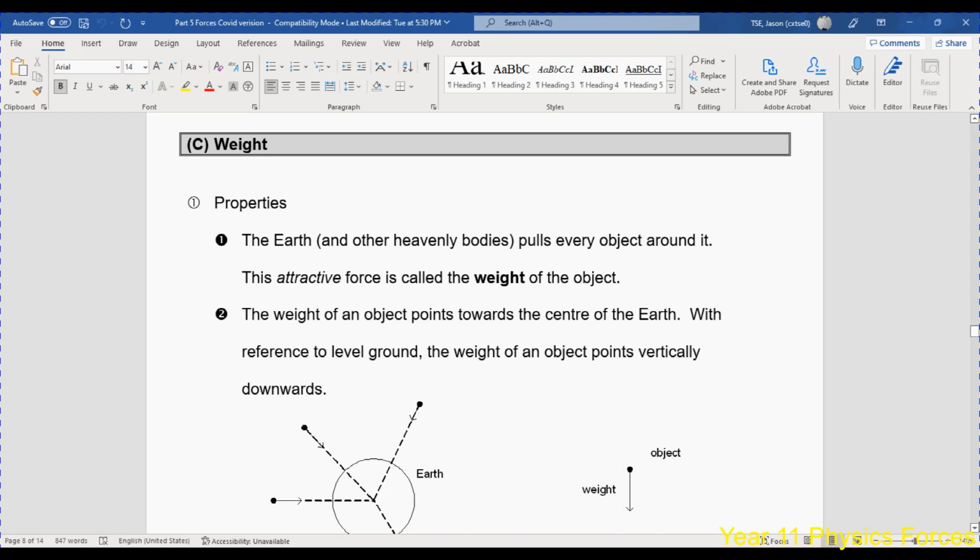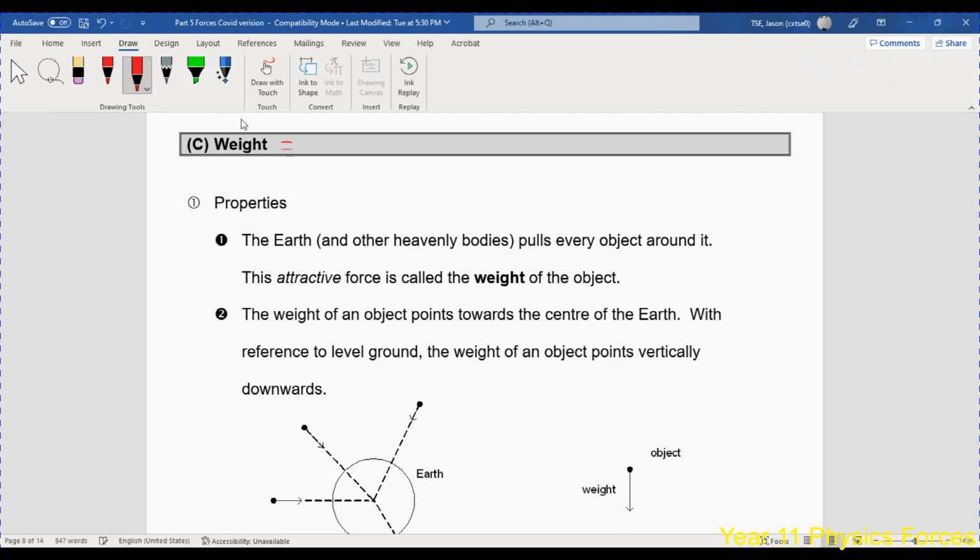The third type of force is called weight. Another name for weight is gravitational pull or gravitational force. So when you see the word gravitational, it comes from the word gravity. Gravity means something. Actually, in physics, it's not something. It's a field which drags things towards each other.